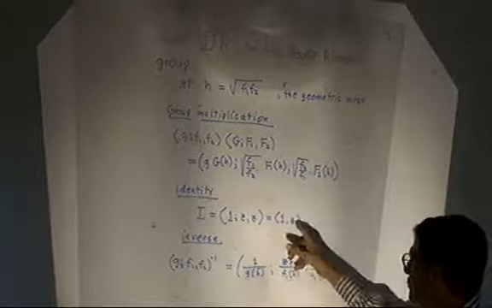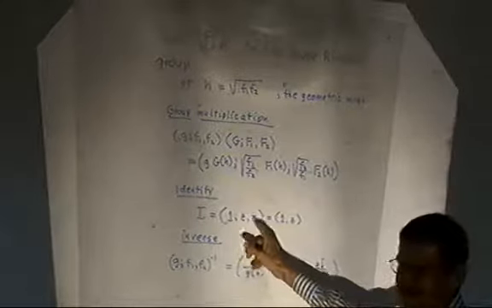Okay. The old identity is still the new identity. Take both of the F1 and F2 to be equal to Z.